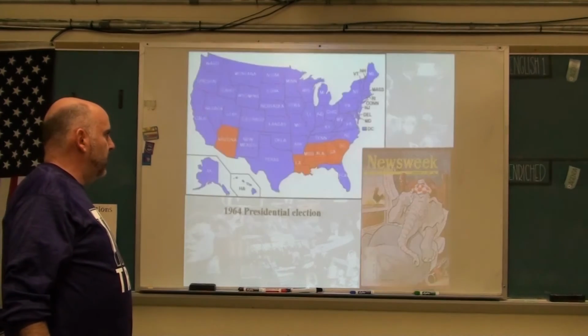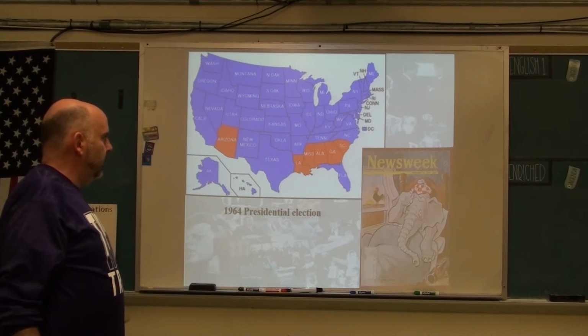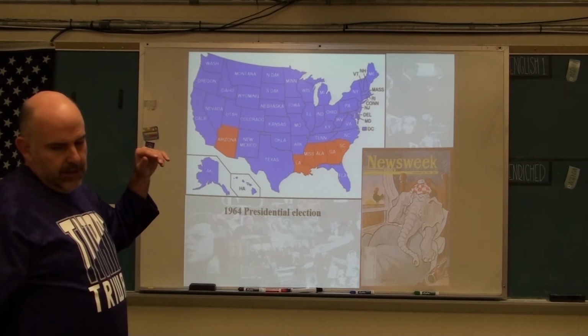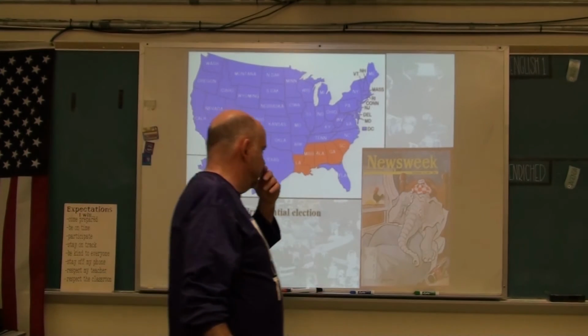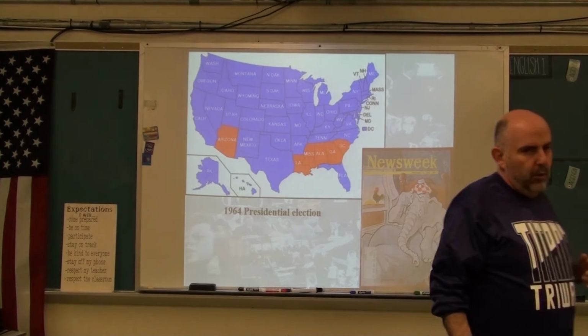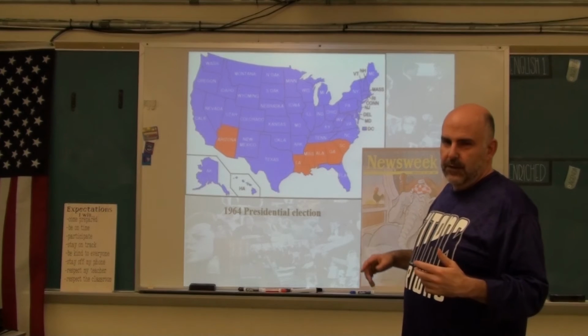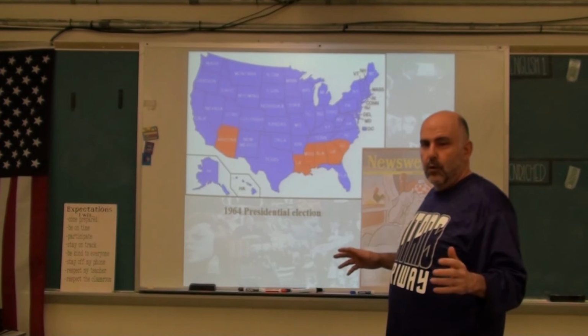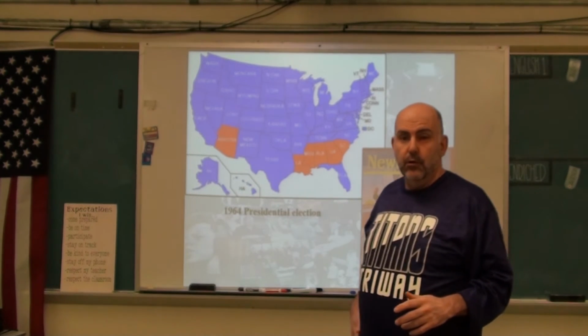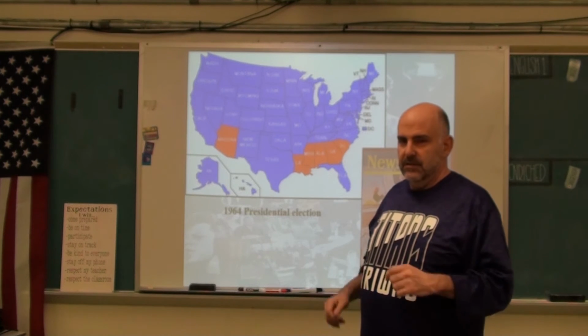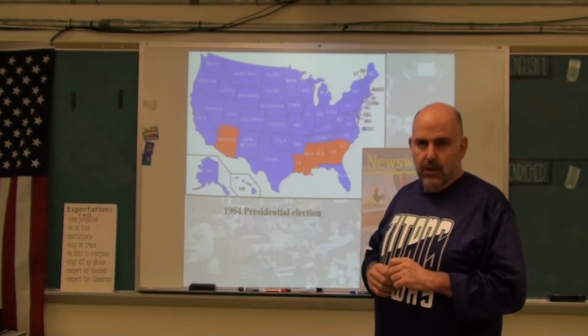Johnson was facing Barry Goldwater of Arizona in the 1964 presidential election. Barry Goldwater was an extreme conservative. Johnson used that famous commercial to suggest that if Barry Goldwater is elected, we're going to get into a nuclear war. That's the famous Daisy commercial.